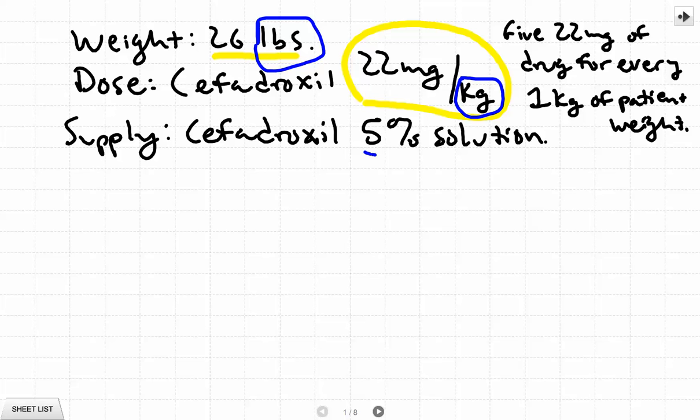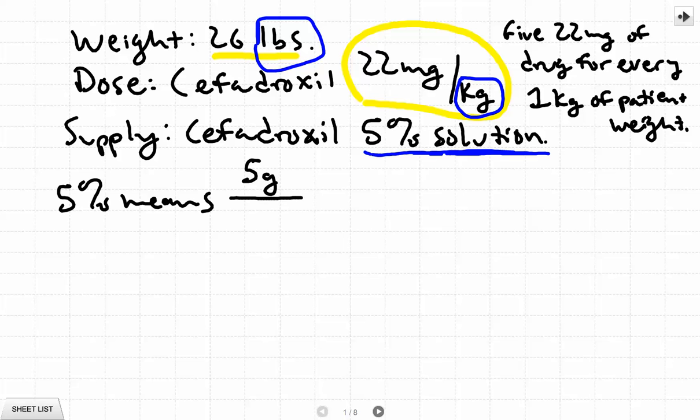The last piece of information here is the drug supply. So this is a 5% solution, and you're going to need to interpret that in order to do the calculation. So 5% in terms of this concentration information means that there are 5 grams of drug in every 100 milliliters of solution. It's probably no surprise that the denominator is 100 since we're dealing with a percentage. So 5 grams of drug in every 100 milliliters of solution.